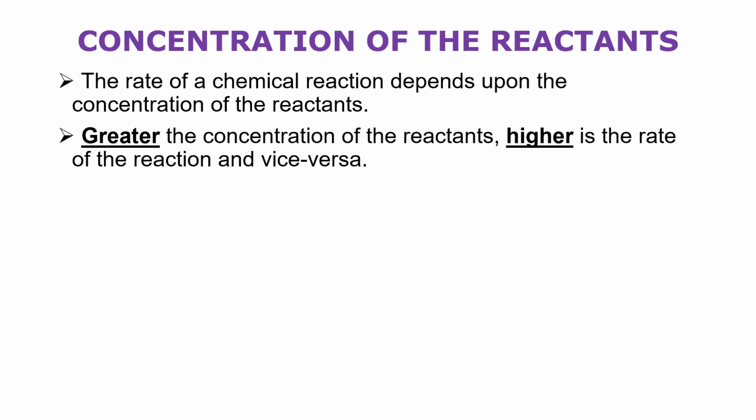If the reactants are dilute, then what will happen? The reaction will take place very slowly. So the more the concentration, the more will be the speed of the chemical reaction. I hope this is clear. And lesser the concentration, like if it is dilute, the reaction will take place slowly.